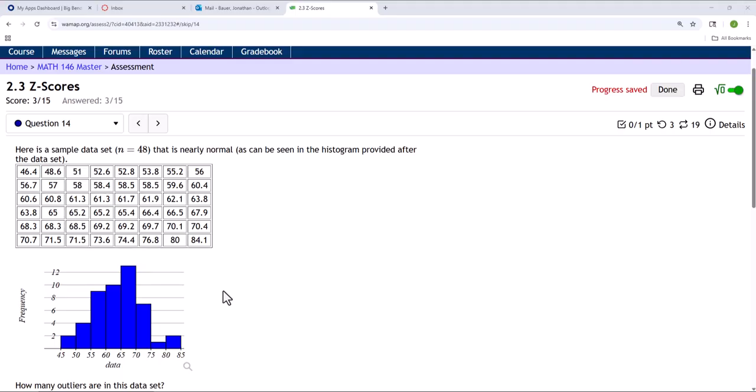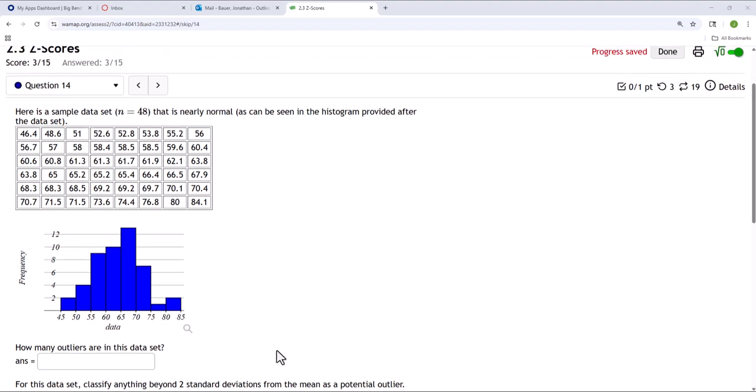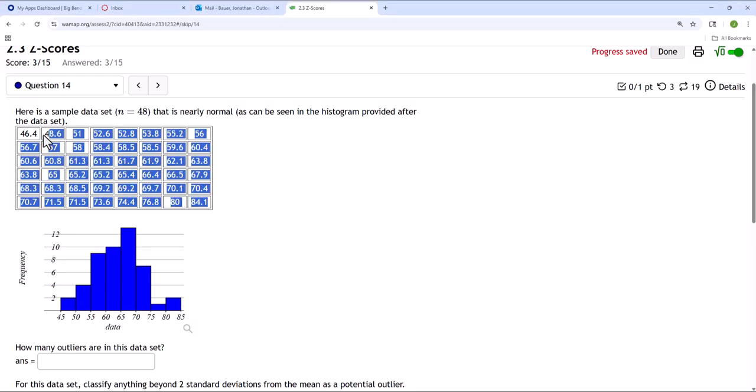We're just given this. Our question here is how many outliers are in this data set, and then for this data set, classify anything beyond 2 standard deviations from the mean as a potential outlier. So to do this, we need to know what the mean is, we need to know what the standard deviation of the sample is, and then we need to create some parameters and find out our data points that are above one or below another.